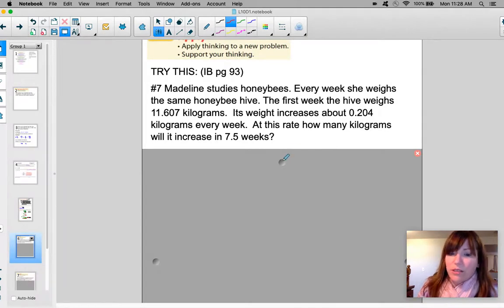So before you get this started, there are 3 numbers here. I want you to think about which numbers you would maybe need to multiply together. Because it says how many kilograms will it increase, it's not asking for a total. It's just asking for the growth. Okay? So we do not care how heavy this thing is in the beginning at the first week. All we care about is answering how much will it increase.